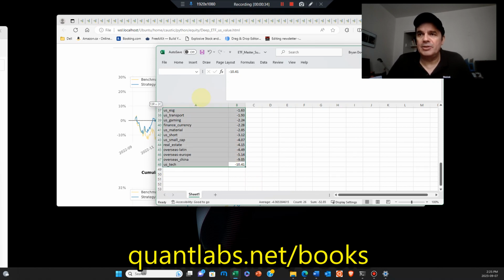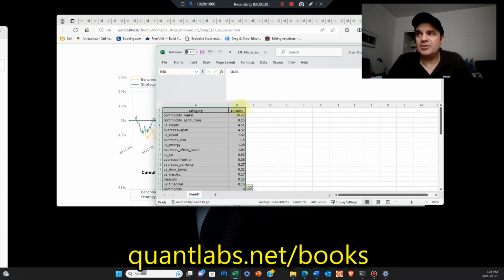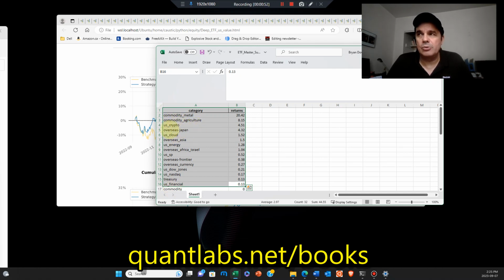These are them, for the last 30 days, and out of that we have 64 in total. These are the monthly returns of the last 30 days, so you can see what is profiting right now. These ones right here: leading commodity metal, commodity agriculture, US crypto, overseas Japan, and so on and so forth. That's the monthly return among those categories, and I'm going to show you what they contain here. As I said, there's over 64 categories.